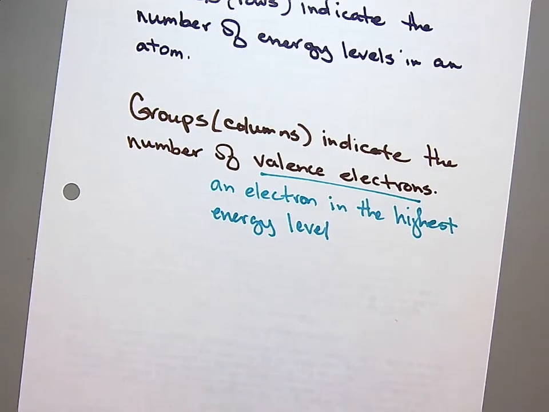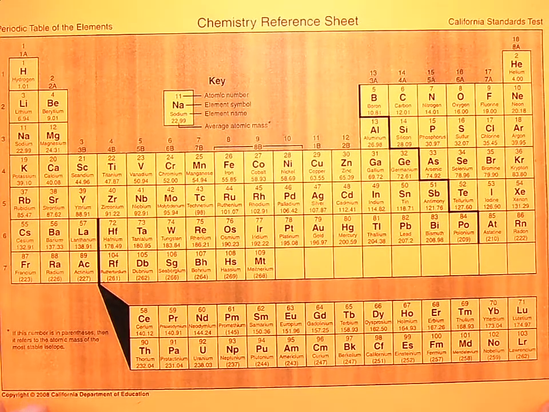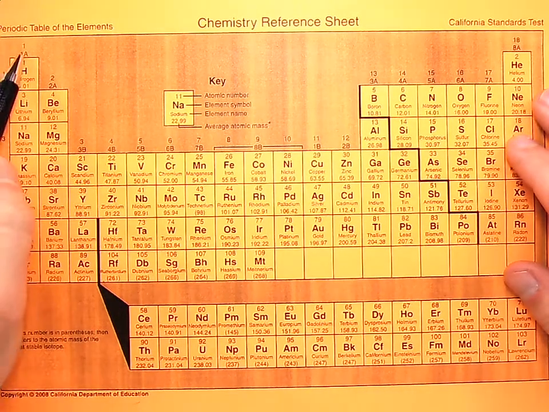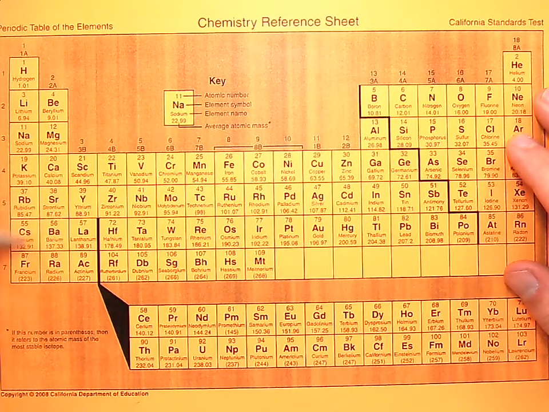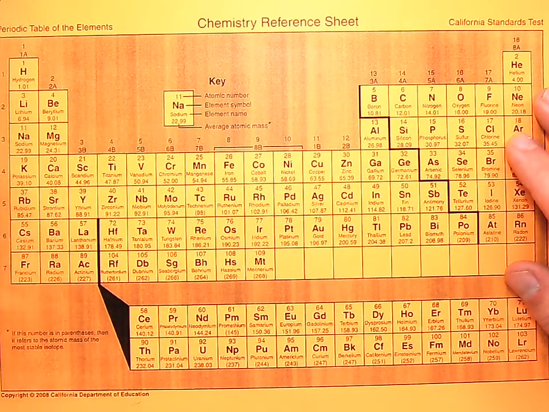So here's how it goes. Groups 1 and 2. All the elements in this column would be group 1, and all the elements in this one would be group 2. Group 1 has 1 valence electron. Group 2 has 2 valence electrons. So anything in group 1 has 1 valence electron.